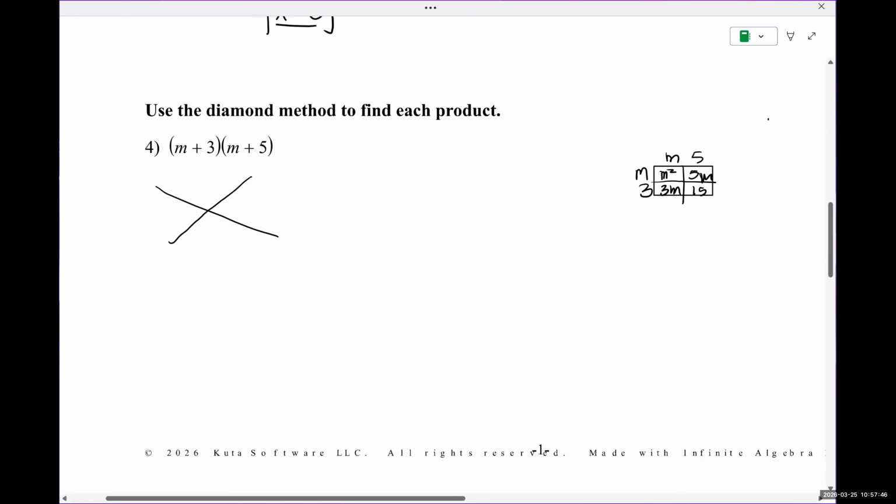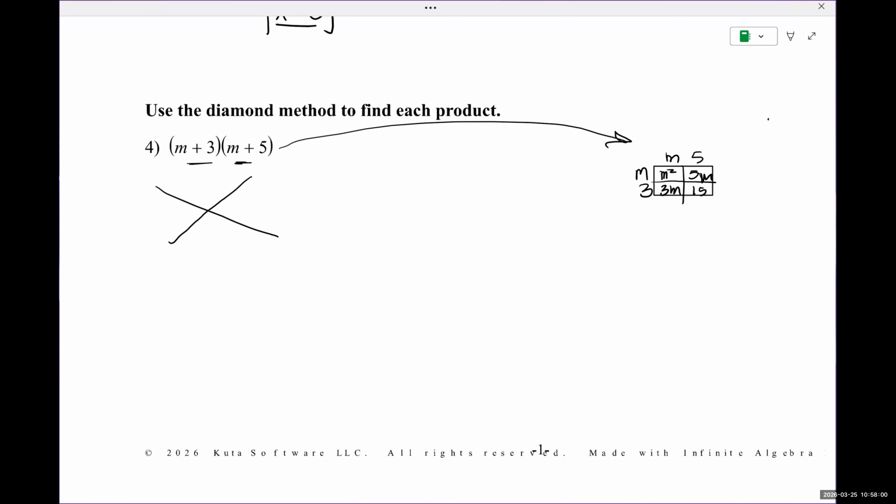Number 4. Okay, so we're going to learn a new trick to multiply these two binomials together. Okay, now we know that we can use a box, and then we're going to combine like terms. Now, are you ready for a shortcut? So if we put the 3 and the 5 on the sides of my diamond. Now, this is why we've been practicing the diamond.